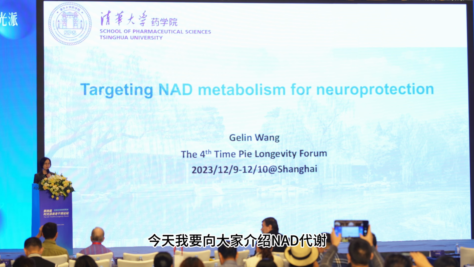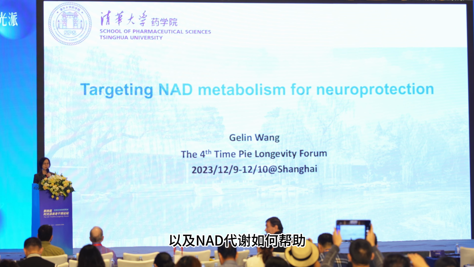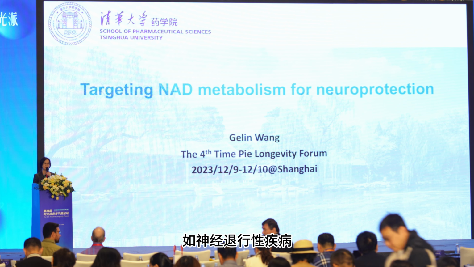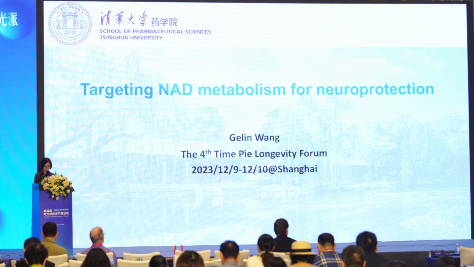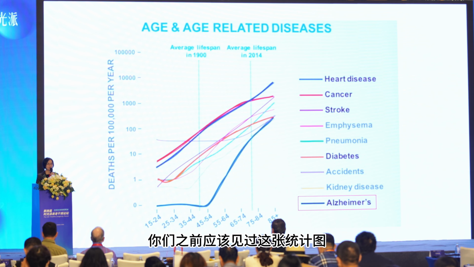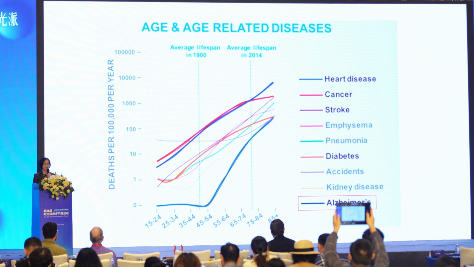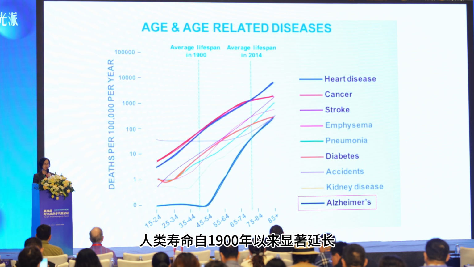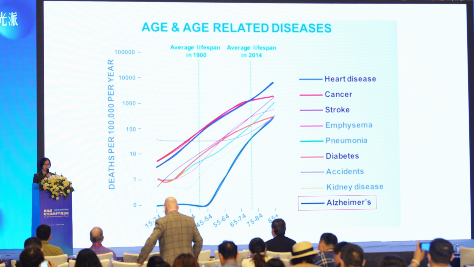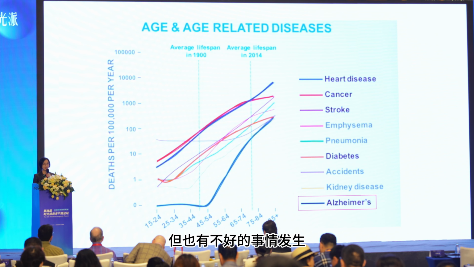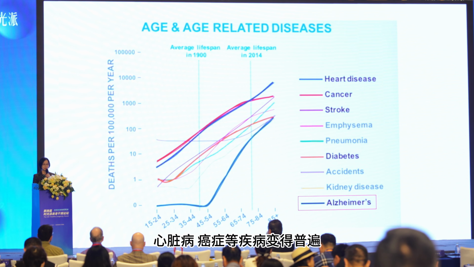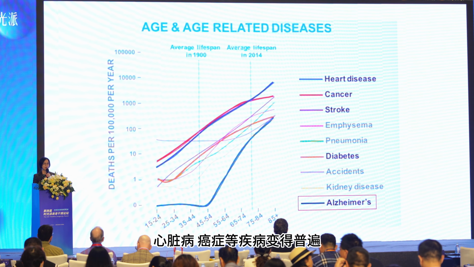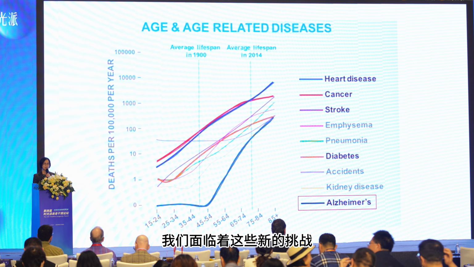Today, I'm going to tell you about NAD metabolism and what we are going to do about it for the treatment of age-related diseases like neurodegenerative diseases. You probably have seen this graph before. We are glad to see that our lifespans increased dramatically, almost doubled since 1900. But as we also see, the bad thing happens. As we age, diseases like heart disease, cancer, and other problems become prevalent, and we face these new challenges.